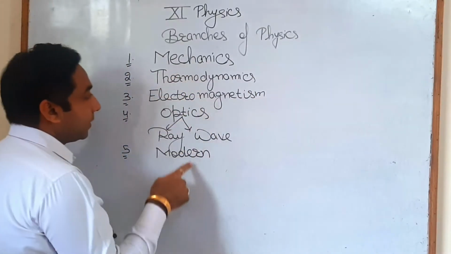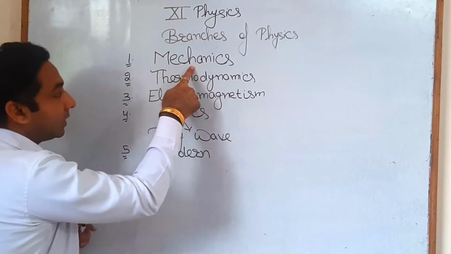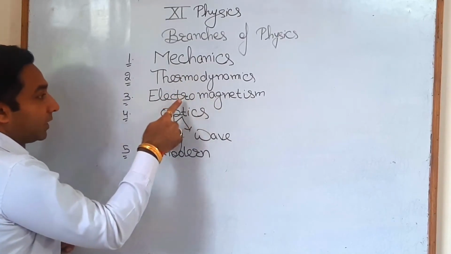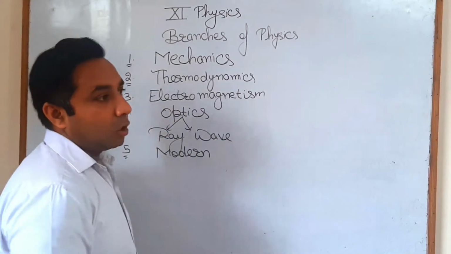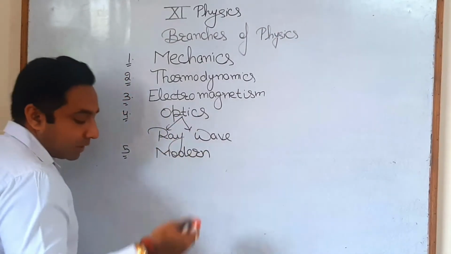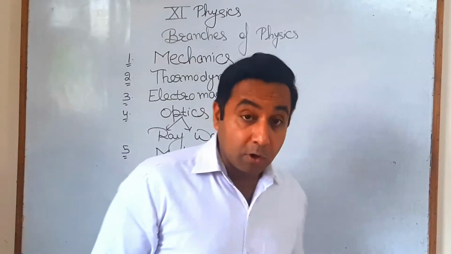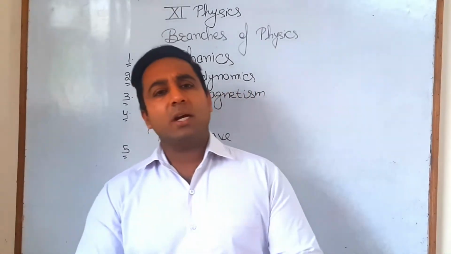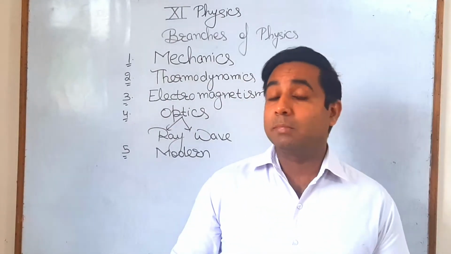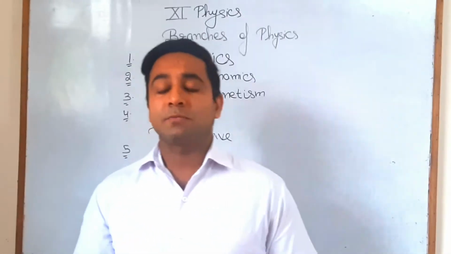are: the first one is mechanics, second is thermodynamics, third is electromagnetism, the fourth one is optics, which has 2 parts, one is ray optics and second is wave optics, and then the fifth one is modern physics. Although there are so many other branches also, mainly we have to deal with these 5 branches.